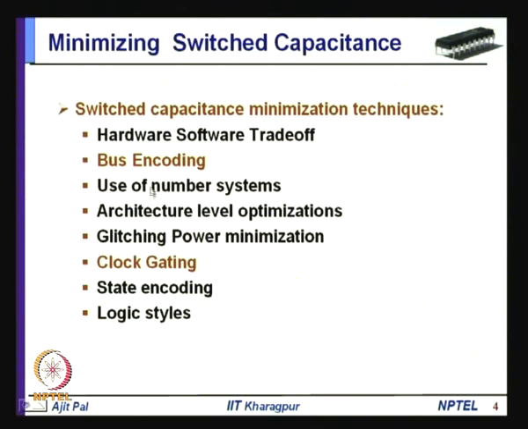You can see here is a big list. First one is hardware software trade off, then bus encoding, use of number systems, then there are various architecture level optimization techniques, then glitching power minimization techniques, clock gating, state encoding, logic styles. So, today we shall start our discussion on hardware software trade off.